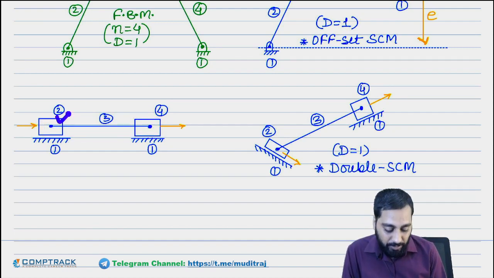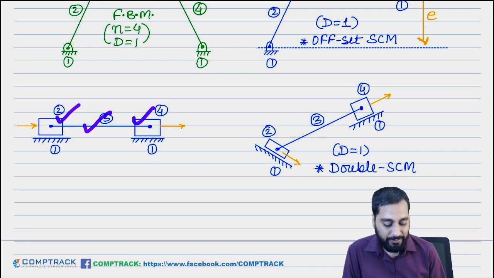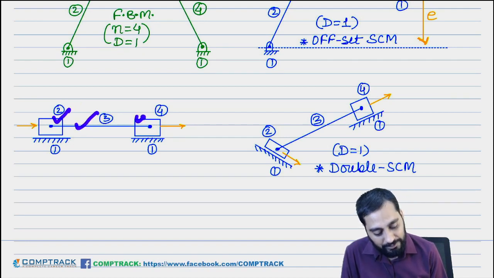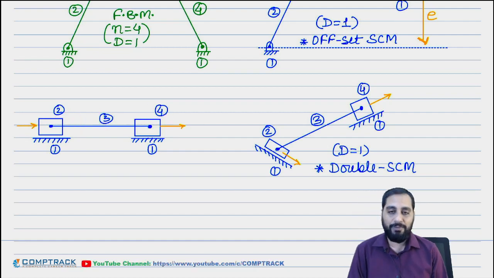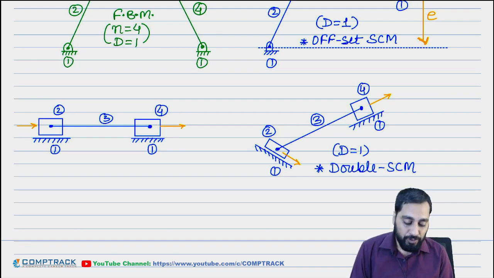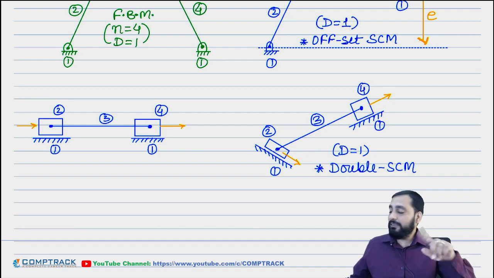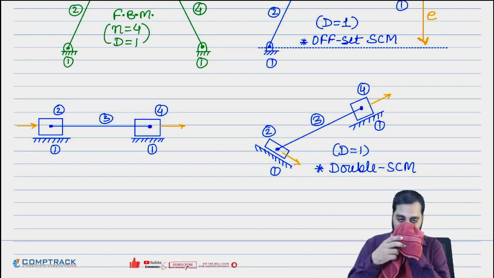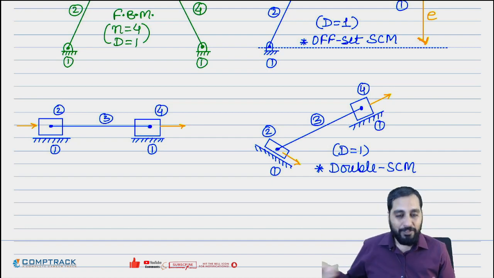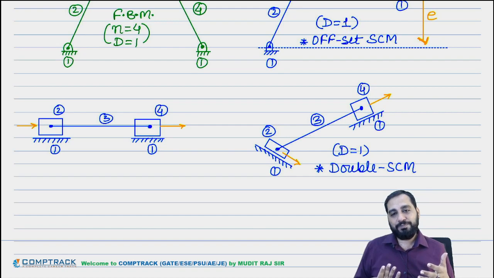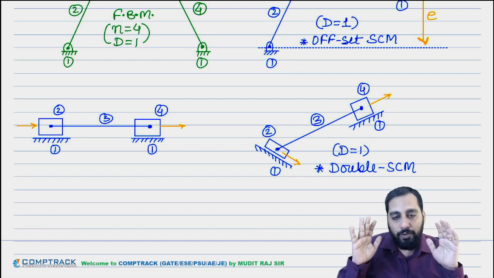What is the need of having these 3 links? Because now there will be no relative motion between this and this. All these 3 will have the same velocity, same acceleration, same displacement, everything will be the same. So these 3 will look like a single link, yes or no? If there is no relative motion between any 2 bodies, they can be treated as a single body, yes or no? Now it is not good to call it a mechanism. Getting my point or not?